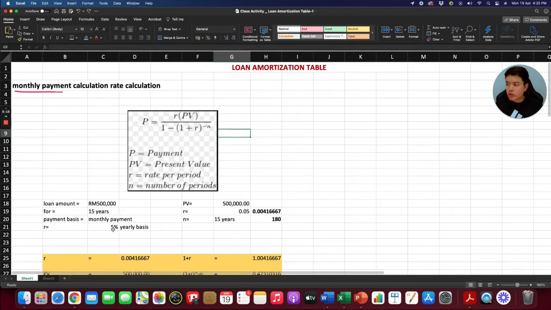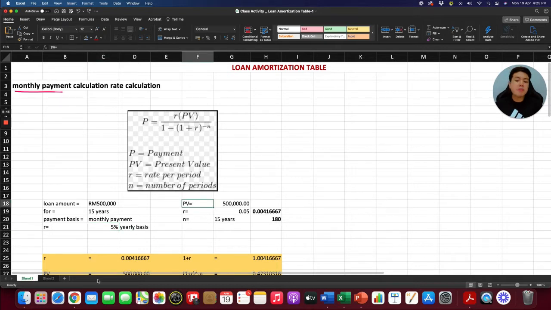Whenever you go to the bank, different banks have different interest rates. Some banks give you a higher interest rate, some give you a lower one. It depends on your luck, because they have different mechanisms for determining what interest rate should be charged on you. Different people get different interest rates. So let's say the interest rate is 5% on a yearly basis.